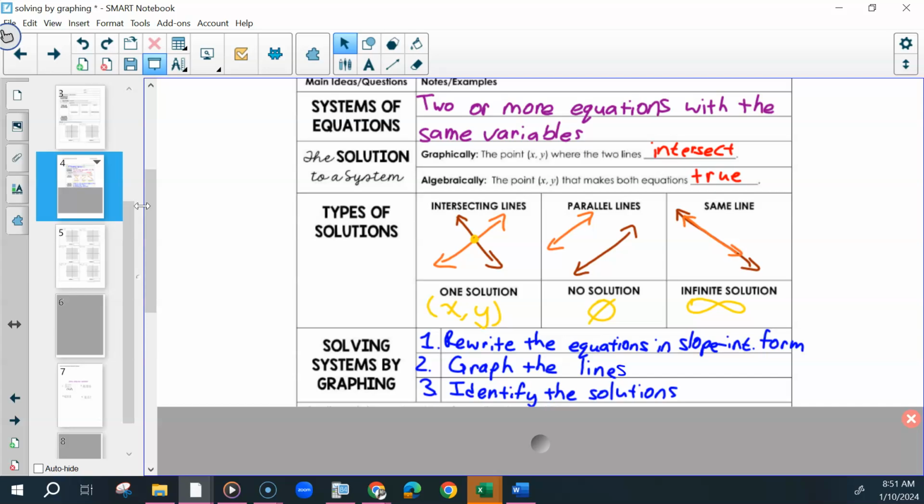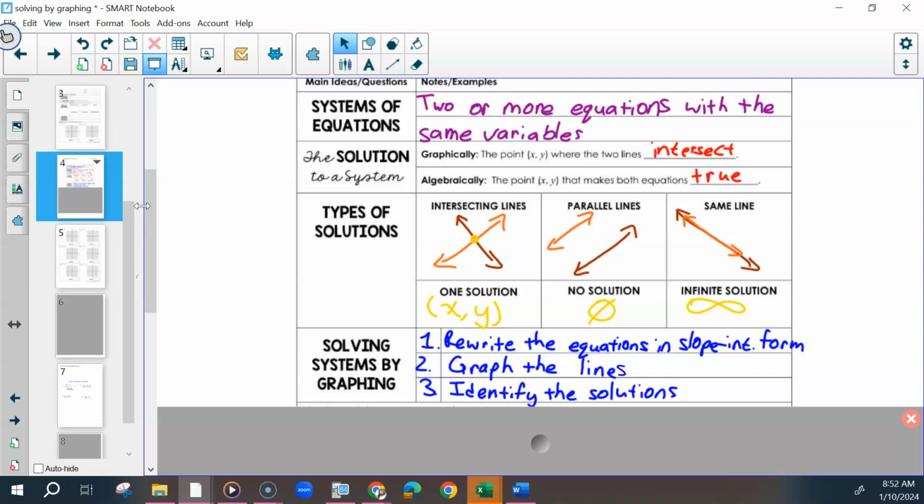If you have intersecting lines, they make one solution where they cross. Parallel lines don't ever cross, so think back to when we were talking about parallel lines. They have the same slope, they never intersect, so that would be no solution. And then if you get the same line, it has the same equation, so it overlaps and crosses everywhere, it's infinitely many solutions.